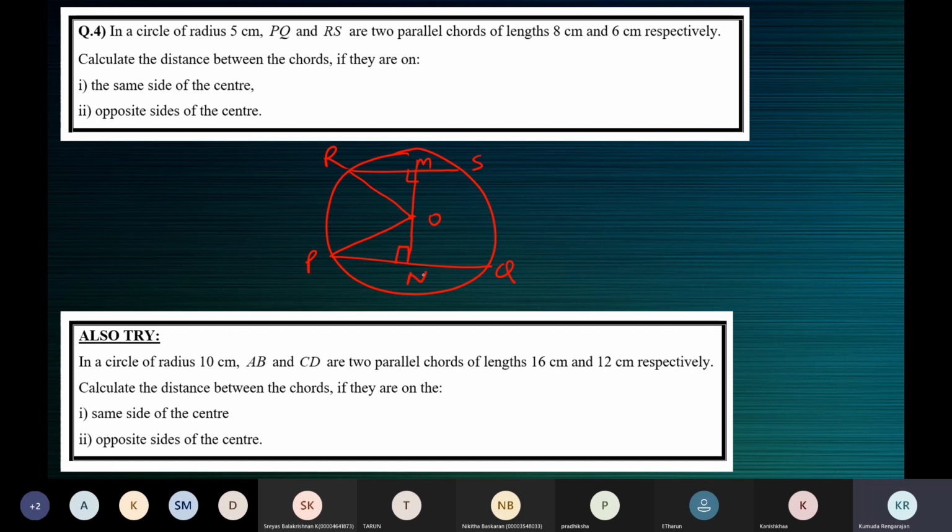ON is the perpendicular distance of the chord PQ from the center. Now MON will coincide, meaning MON is a straight line, because the perpendicular bisectors of two parallel chords will coincide. So MON is a straight line.